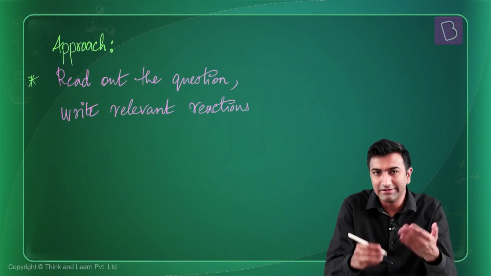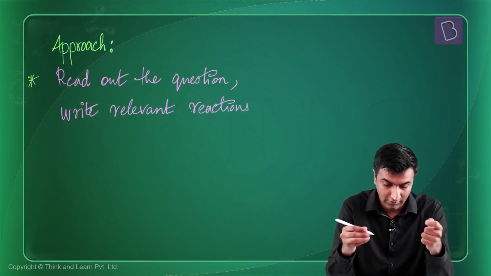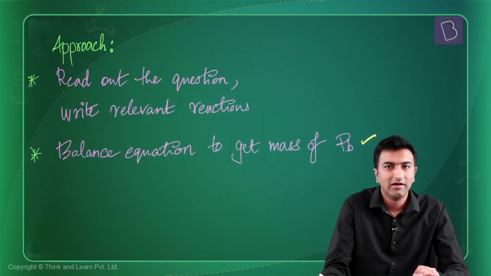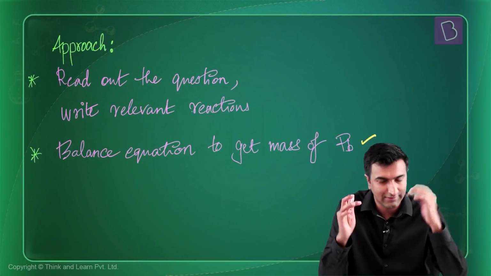So what's your approach going to be? Well, first, we just need to read the process. Figure out what the reactions are going to be. We need to write those reactions down. And then balance the equations and get the mass of Pb. It's a simple idea, but you need to know what's happening. There are some ideas of self-reduction and partial oxidation. So let's see what happens.